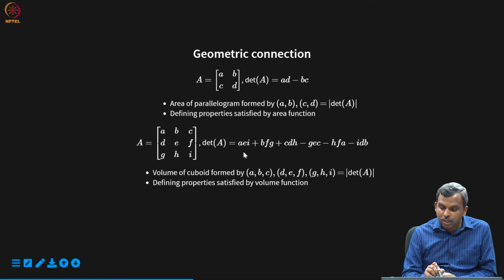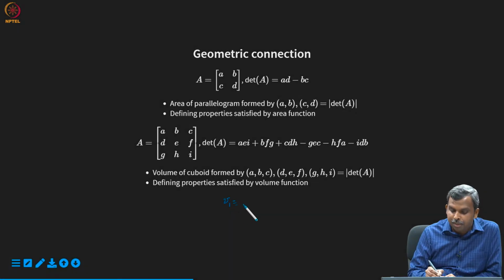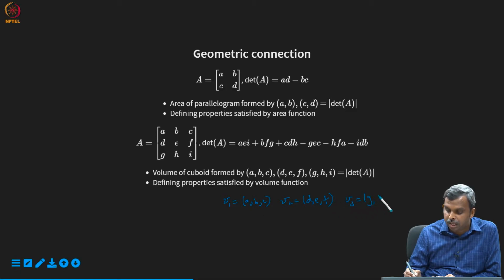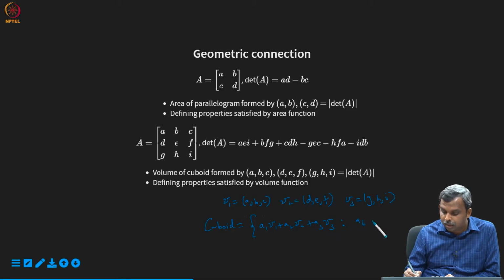and it's also the same determinant that you know from before. And it turns out, if you take the absolute value of this guy, it's the volume of the cuboid formed by A, B, C, D, E, F, and G, H, I in R3. So let's say I make V1 as A, B, C, V2 as D, E, F, and V3 as G, H, I. So the cuboid is the set of all A1 V1 plus A2 V2 plus A3 V3, where each Ai is between 0 and 1.